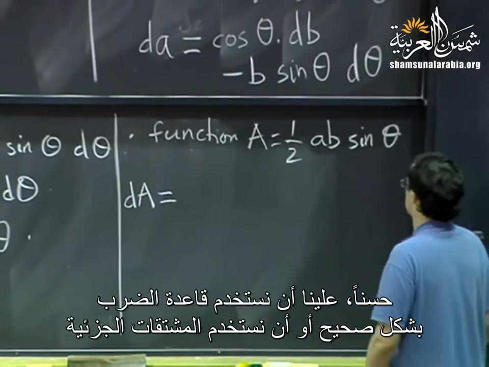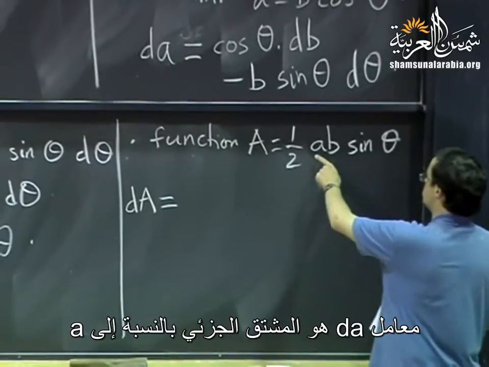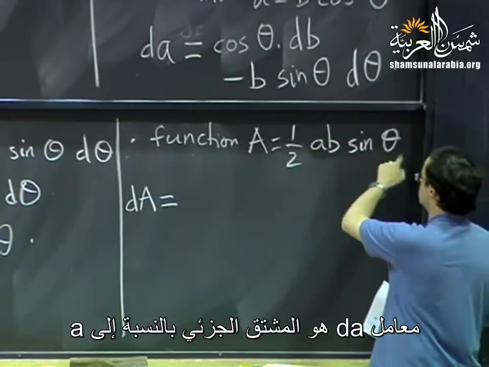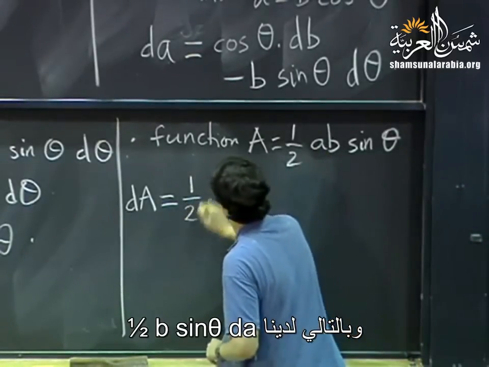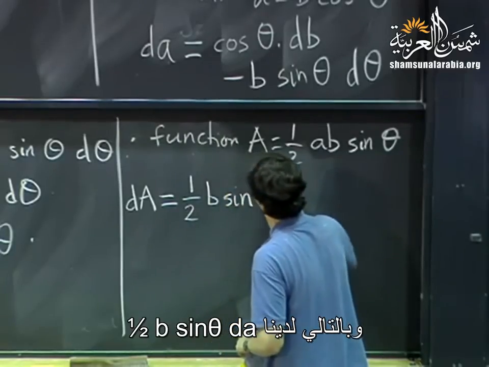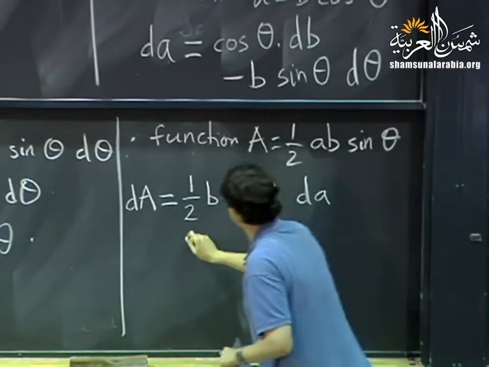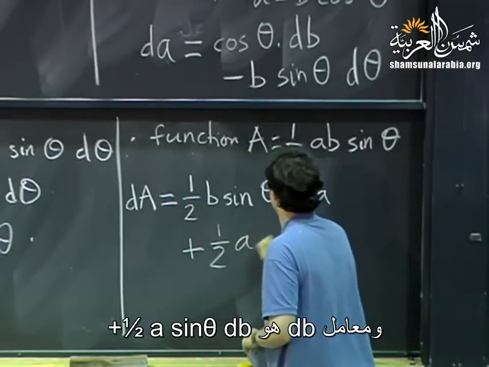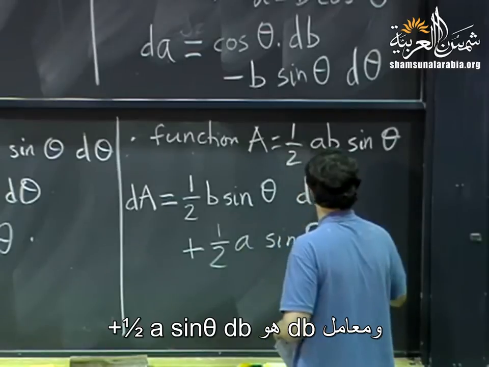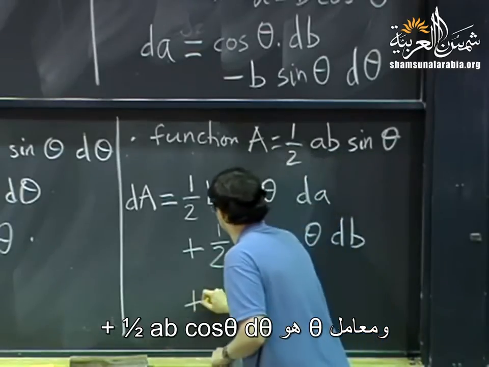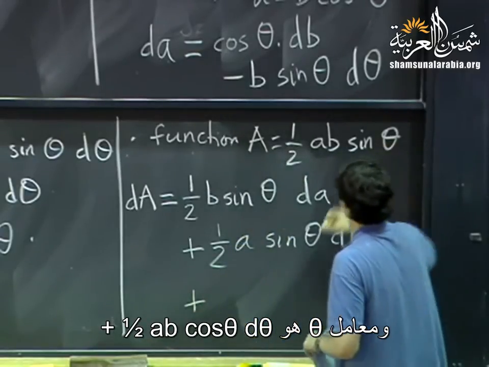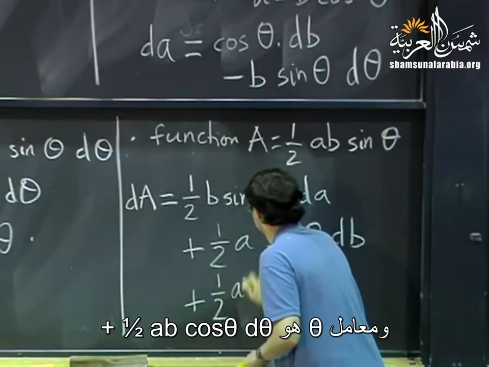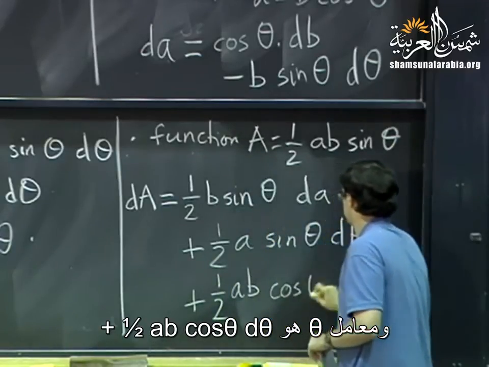so we have to use the product rule carefully, or we use the partials. So the coefficient of d little a will be the partial with respect to little a. That's 1/2 b sine theta dA, plus the coefficient of dB will be 1/2 a sine theta dB, plus the coefficient of d theta will be 1/2 ab cosine theta d theta.